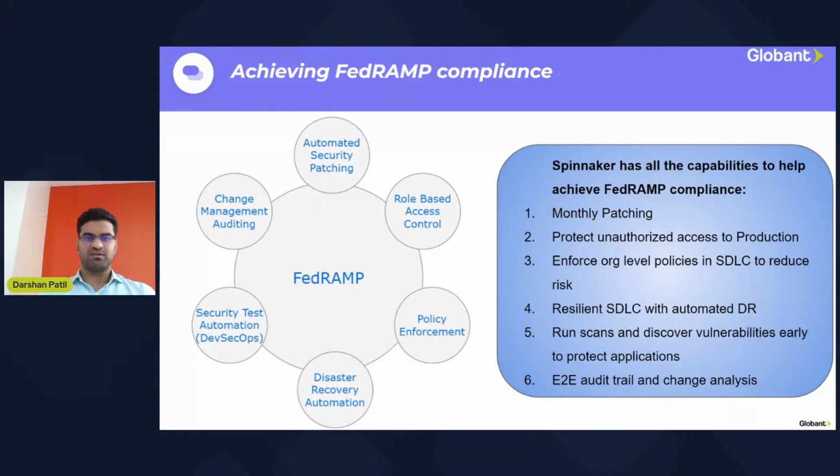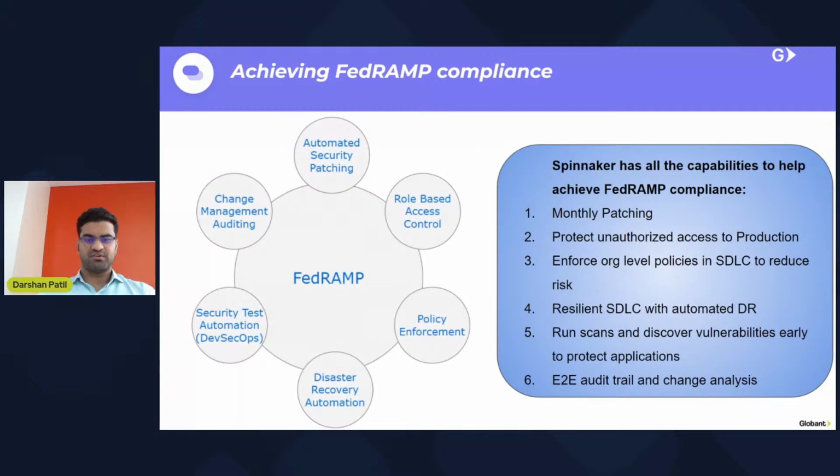FedRAMP requires that org level policies should be enforced so that none of the teams are deflecting or diverting from the FedRAMP process. In big organizations, it becomes difficult to maintain everything within the organization policies. So it's better to have Spinnaker enforce all those org level policies in the software development life cycle. Then, using Spinnaker, you can have easy disaster recovery automation. By changing a few of the variables, you can easily set up a DR.